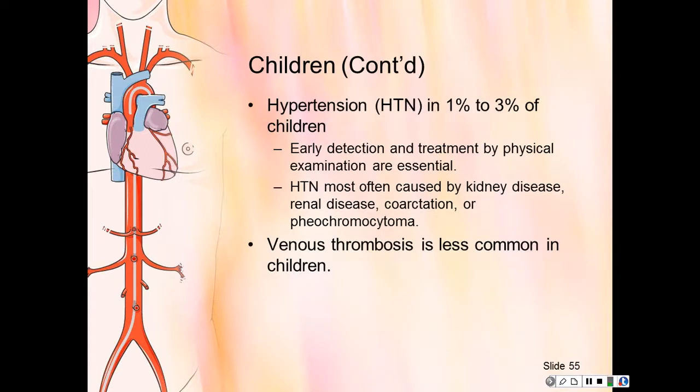Hypertension occurs in 1 to 3% of kids, and early detection is essential. So start checking at 2 years old. Hypertension often is caused by kidney disease, renal disease, coarctation of the aorta, or pheochromocytoma. So these are the things you really want to rule out. Venous thrombosis is less common in kids.